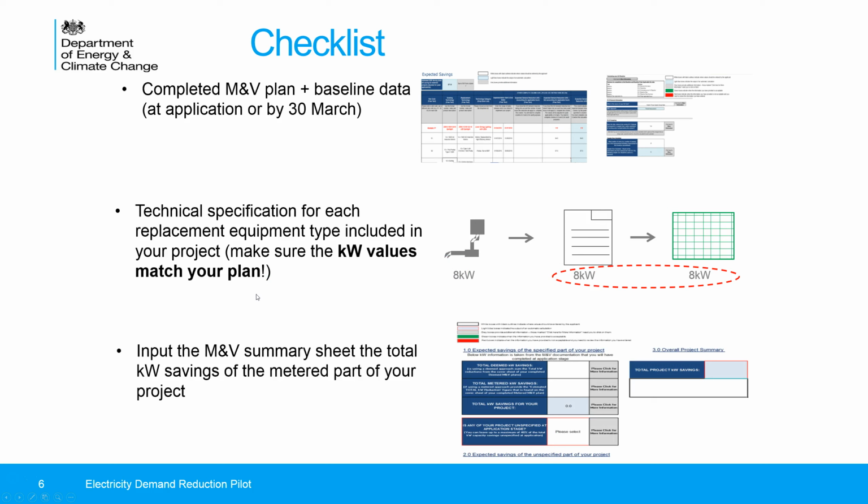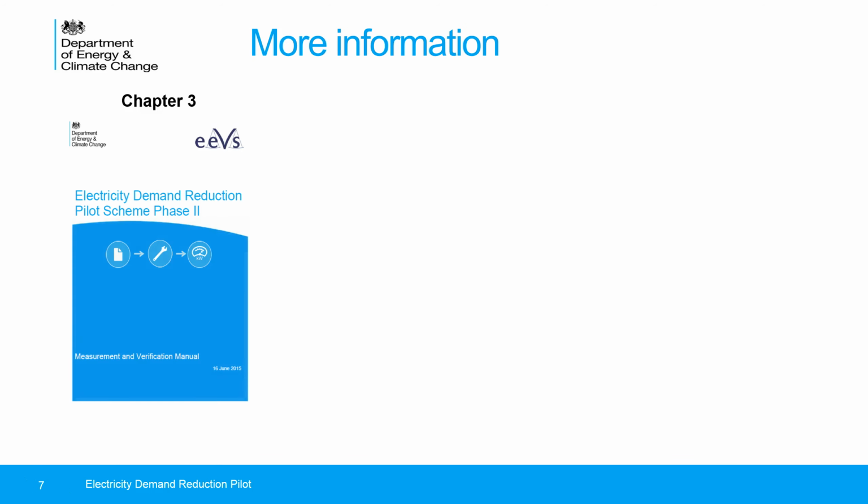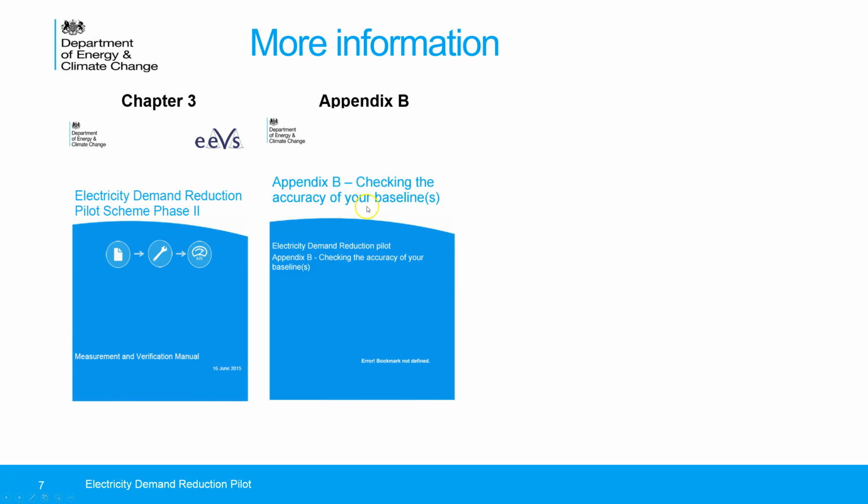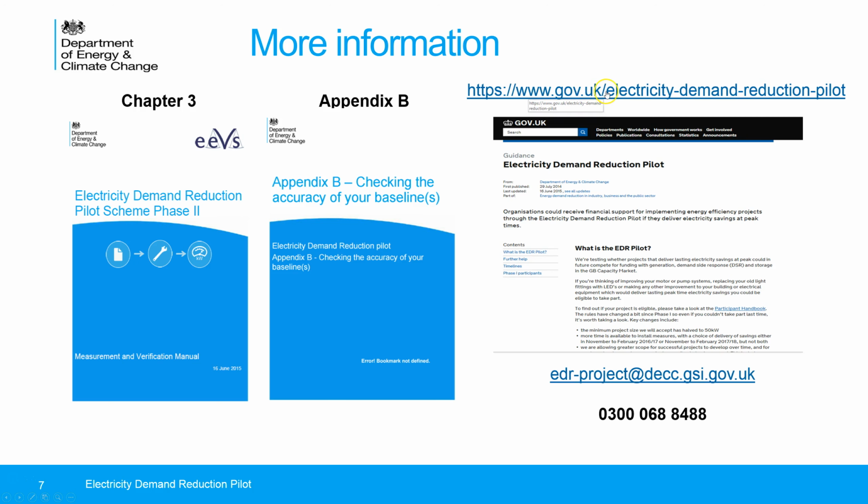And then once you've got your metered savings, you put it into your summary sheet to calculate your total expected savings. In terms of more information for the metered approach, go to Chapter 3 of the Measurement and Verification Manual. All the information you need should be there. Appendix B, if you need a bit more information on checking the accuracy of your baseline. There's lots more information on our website, which looks like this, as you've already seen.